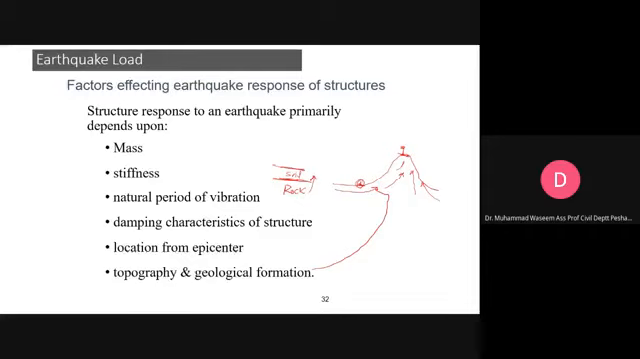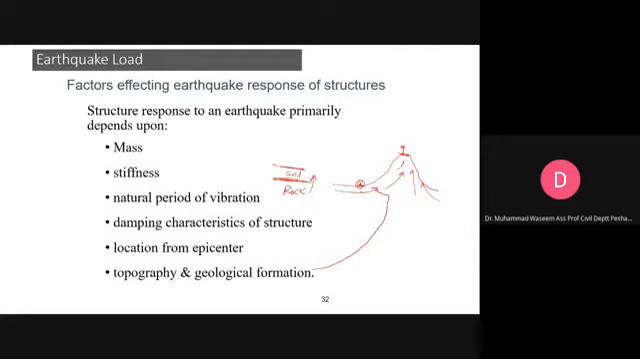Okay. Now, the response of the building also depends upon its energy dissipation characteristic, which we call damping. And it also depends upon the location of the building from the epicenter and the topography and geological formation. For example, your building is located on a mountain. So these waves will start converging at this point. So over here you will experience more shaking as compared to at the foot of the hill. Okay, the topography is important.